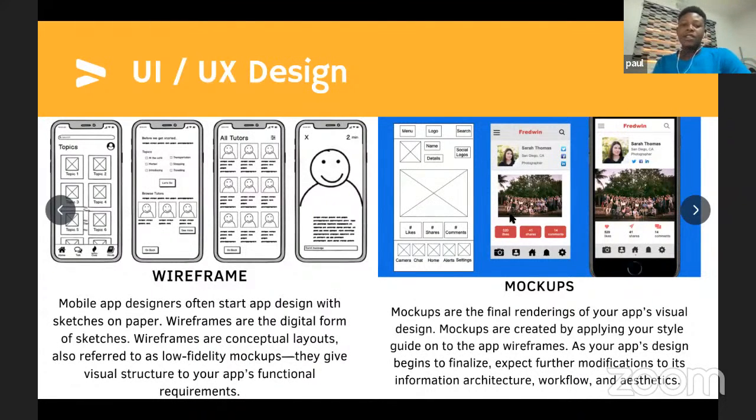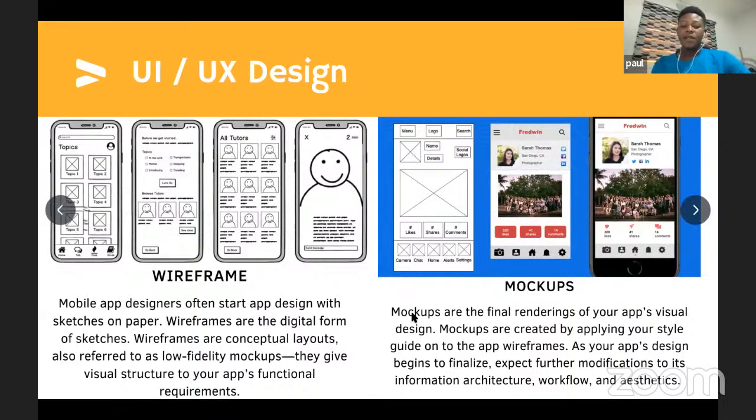Mockups are more visual. The wireframes are mostly black and white, but in a mockup you see the actual colors you want. Maybe you want your buttons to be blue, maybe you want the like button to be red. So you see everything in mockups. Mockups are the final rendering of your application's visual design. Mockups are created by applying your style guide to the application wireframes.